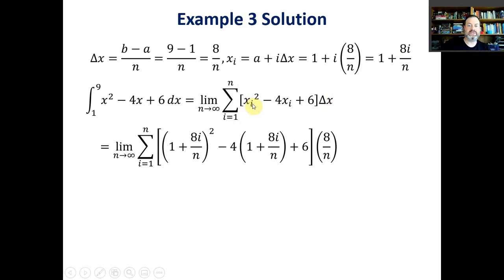Now everywhere I see an xi, I replace it with this. So here we have an xi squared. So we put in, here's xi, it's squared, minus 4 times, here's an xi. I pull this, put it in there. And then I replace, so 6 stays 6, and I replace delta x.